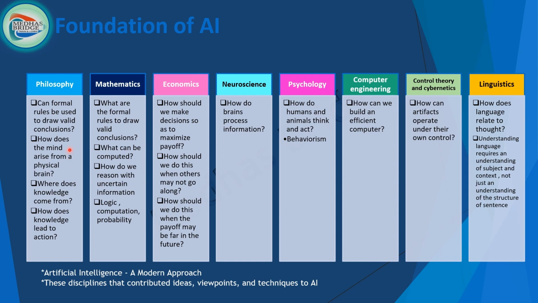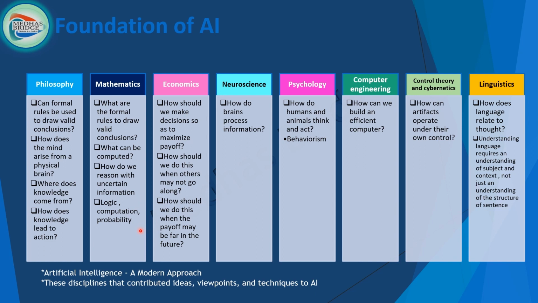In philosophy, we have to ask a few things like, can formal rules be used to draw valid conclusions? How does the mind arise from a physical brain? Where does knowledge come from? How does knowledge lead to action? In mathematics, what are the formal rules to draw valid conclusions? What can be computed? How do we reason with uncertain information: logic, computation, probability?